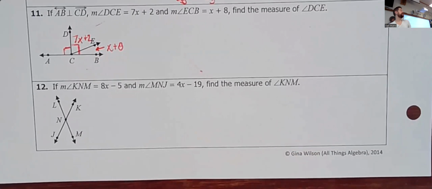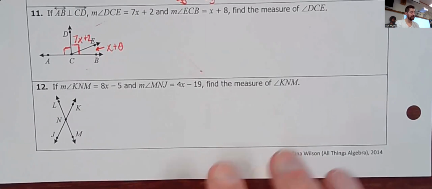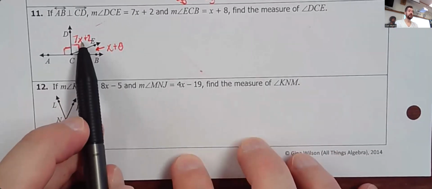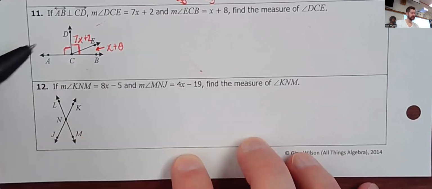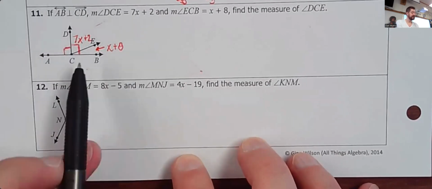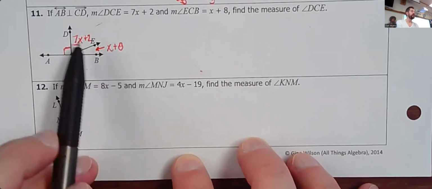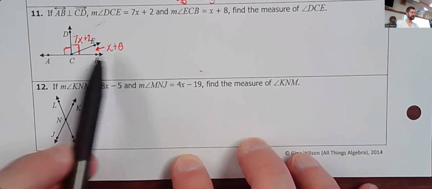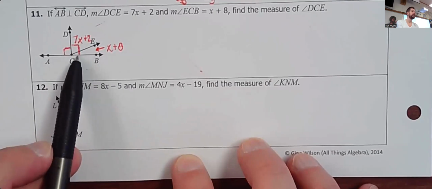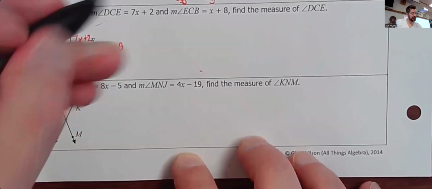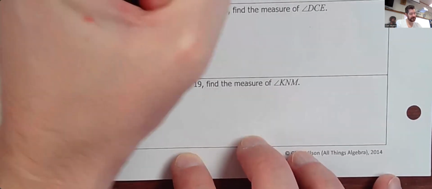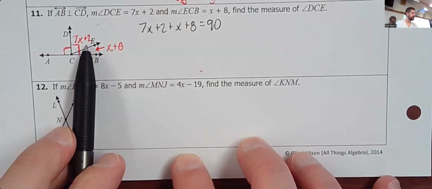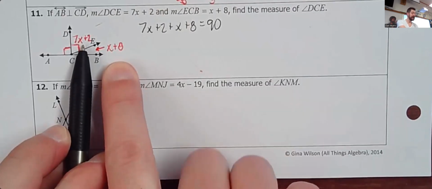Yeah. And I'm actually going to write the step before that, before we combine like terms. If you start with that, that's totally fine. If we take this angle here and we add that angle there, those should add up to equal 90 because they create a right angle. So DCE and ECB are complementary. Everybody okay with that? Like these two angles have to add up to equal 90, so they're complementary. So if we add them together, that would be 7x plus 2 plus x plus 8 equals 90. That angle there plus that angle there add up to equal 90 degrees.